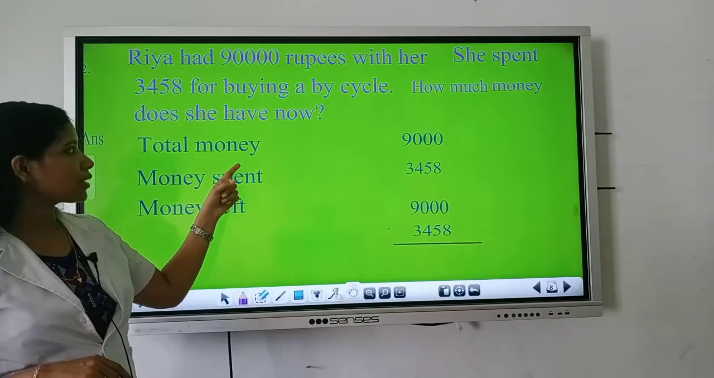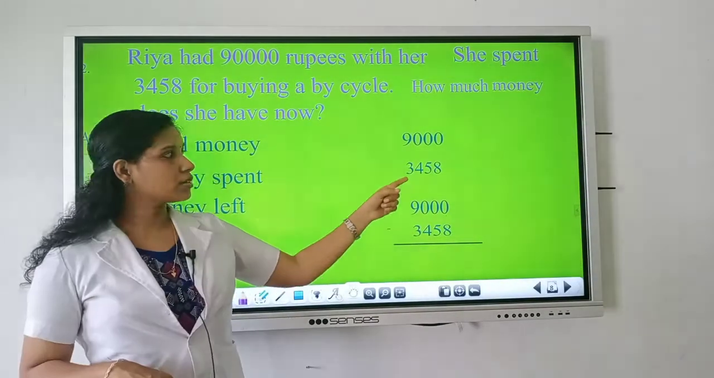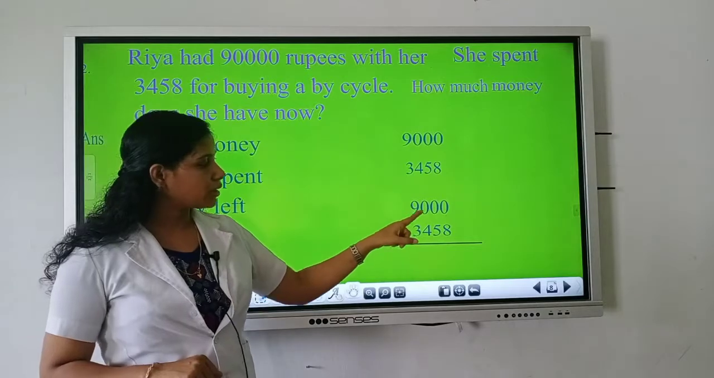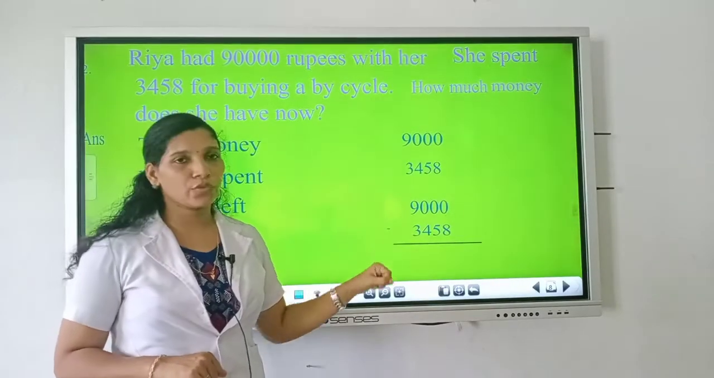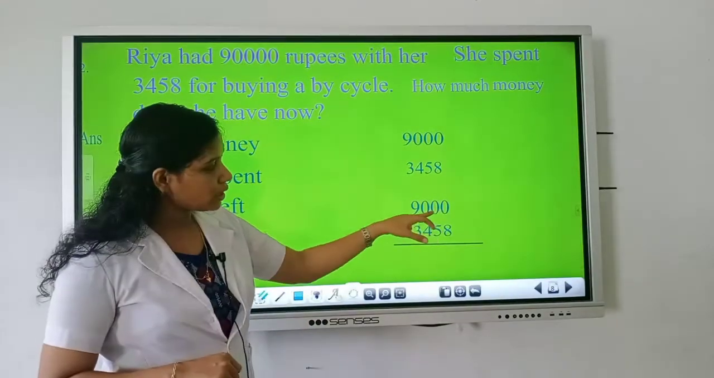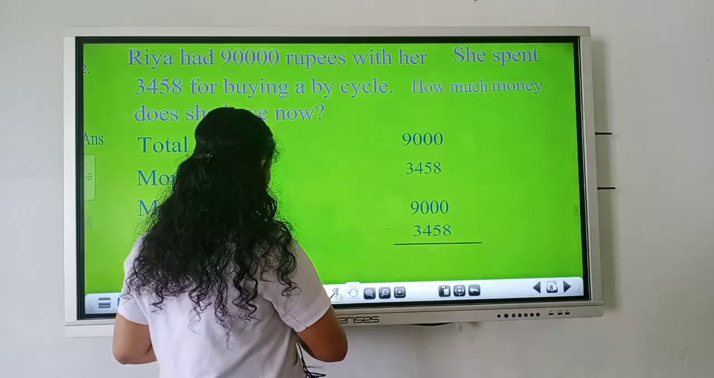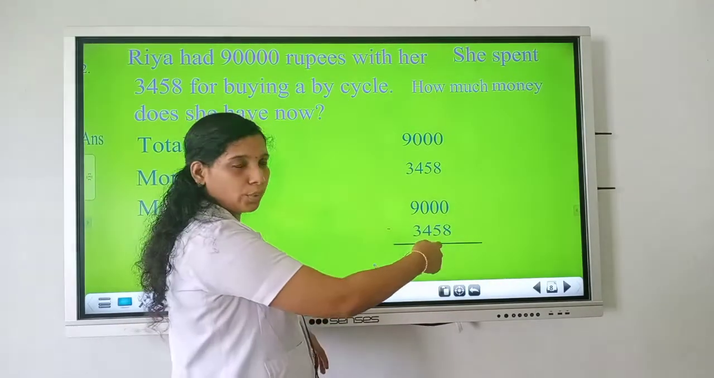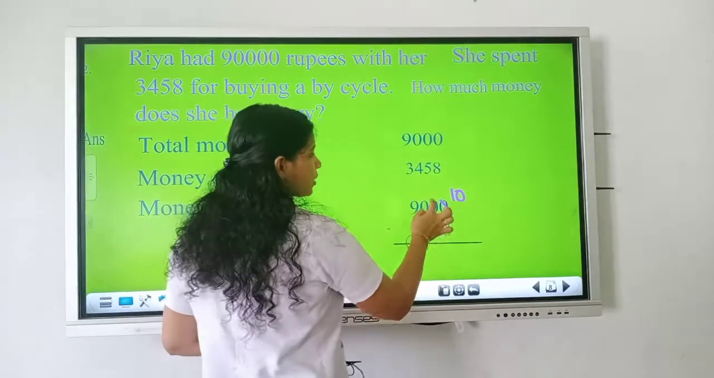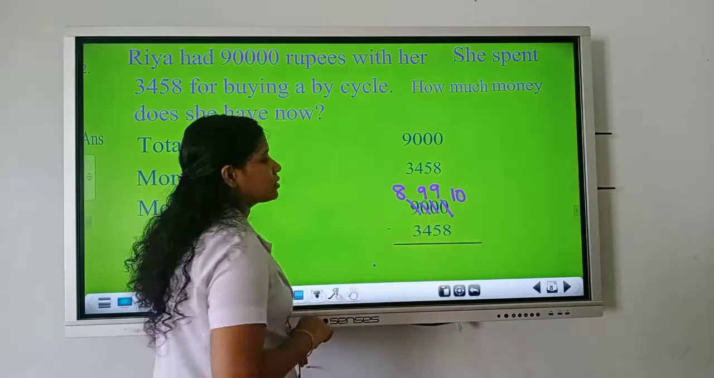So let's see. Total money 9,000. Money spent 3,458. So let's subtract 9,000 minus 3,458 to get the money that is left with her. So we can see 3 zeros are coming together. So what we will do? We will be borrowing. So first 0 will become 10. The others 9 and this is 8.